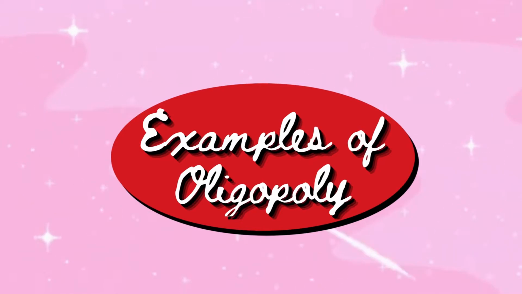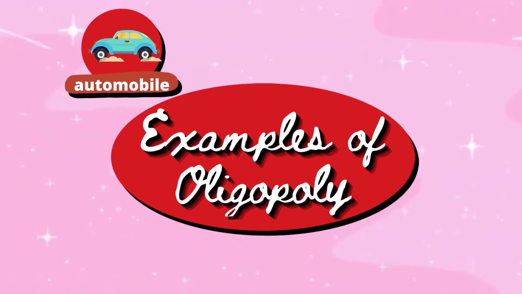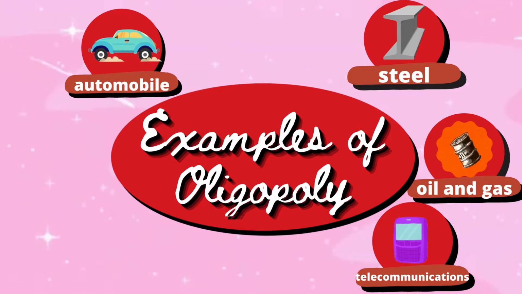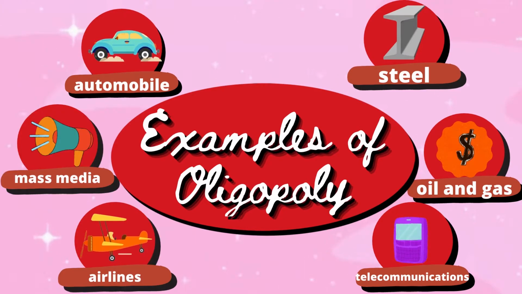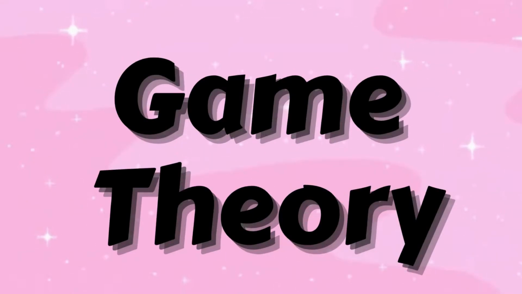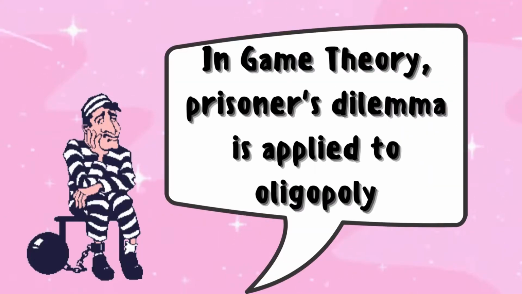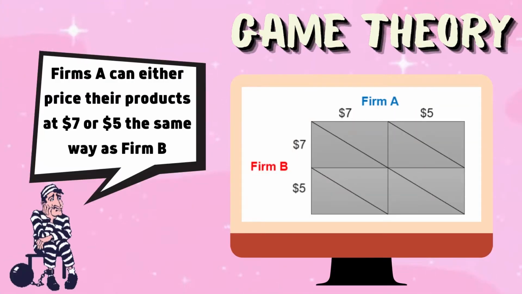Some examples of firms that belong to this market structure are the automobile industry, the steel industry, the oil and gas industry, telecommunications, airlines, mass media, and so on. Now, we'll see how game theory can be used as a model for understanding the behavior of firms in an oligopolistic market. Here we have the prisoner's dilemma applied to oligopoly.